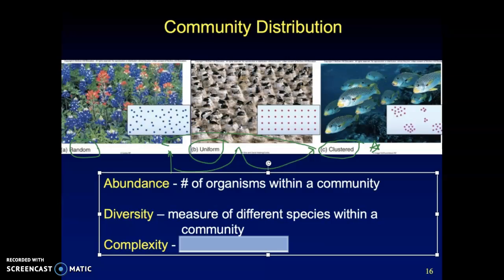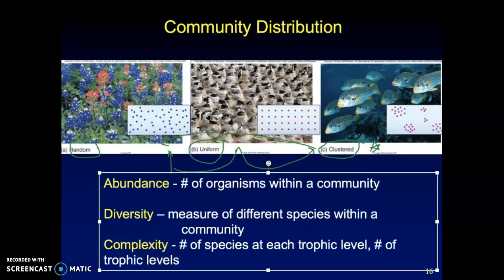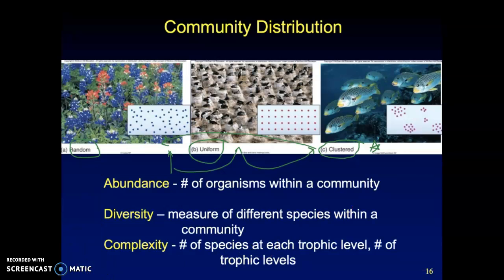And then complexity, when we start talking about complexity in an ecosystem, we're looking at how many species are at each trophic level. So do you have a whole bunch of producers and then a smaller percentage of herbivores and carnivores and so on? And then you also will look at the number of trophic levels that exist within a community. Can you only go up 1 or 2 levels? Or can you go up 6 levels? The complexity becomes, again, a very important piece of information when we're establishing and looking at communities.